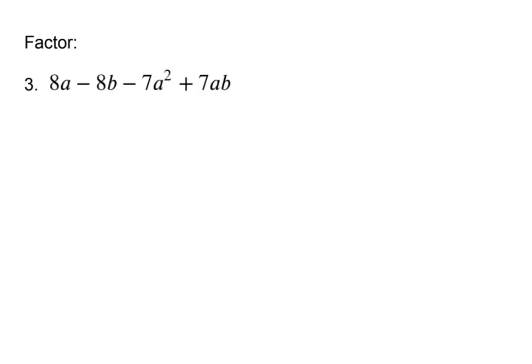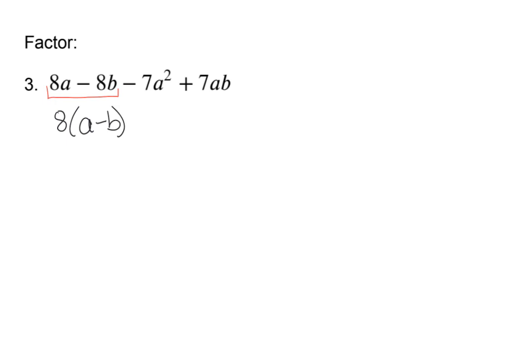Let's do another grouping problem. Again, I know this is grouping because I'm seeing 1, 2, 3, 4 terms. When you see 4 terms, you're thinking grouping. Let's look at the first group. The first group here is 8a minus 8b. So in that group, I think I can pull an 8, but I don't think I can pull any letters because they both don't have a's and they both don't have b's. So that would leave me with a minus b.